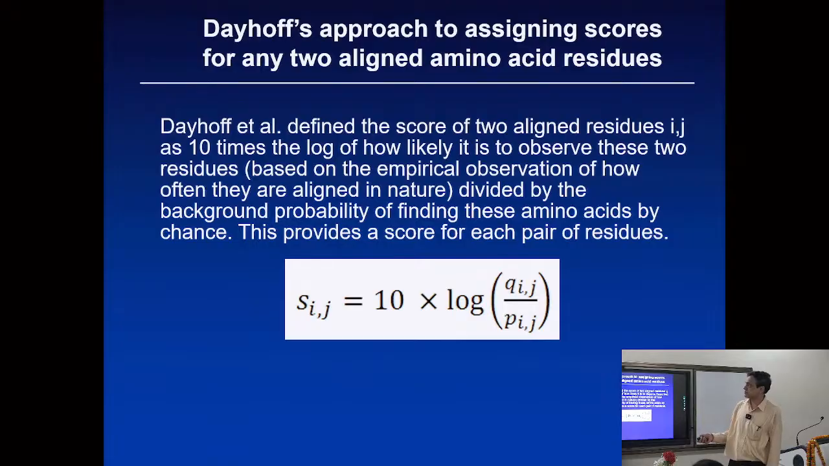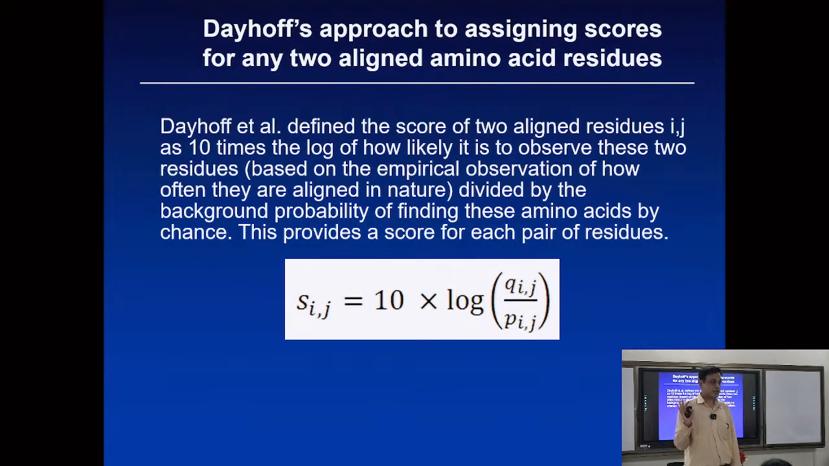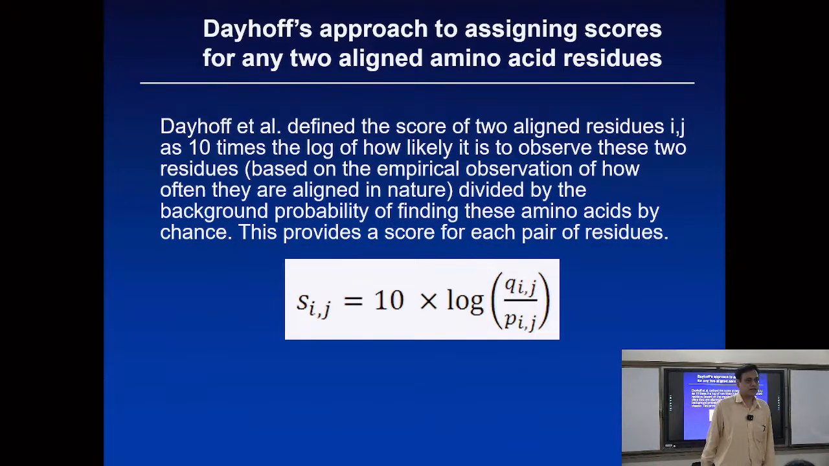This one. Okay, so the numerator is this one. Qij is the probability that residue I is aligned to residue j due to relatedness, and Pij is the probability that residue I is aligned to residue j just by random chance. Okay, so basically what you do, if you are given sequences that are homologous sequences, then you count.